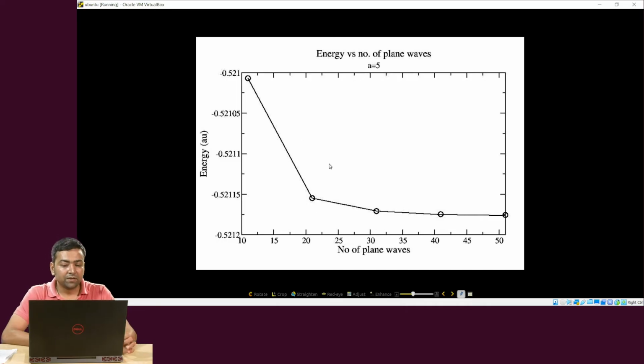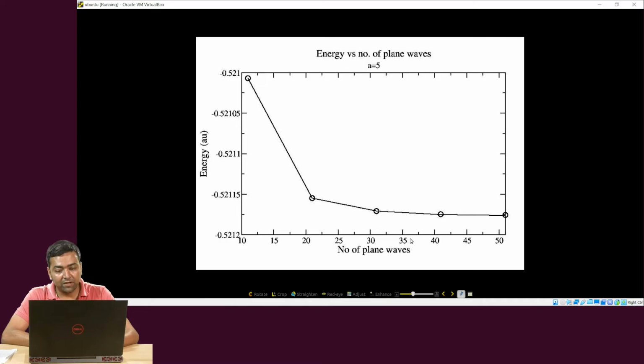I have varied the number of plane waves starting from a value of 11 to a value of 51, and I have plotted the energy as a function of the number of plane waves. So, you see, as we go to higher and higher numbers of plane waves, my energy goes down, and then gradually the differences between energies, for example, in this case 21 and 31, this difference is smaller than, say, 11 and 21. As we go to higher and higher plane waves, this energy difference gradually dies down.